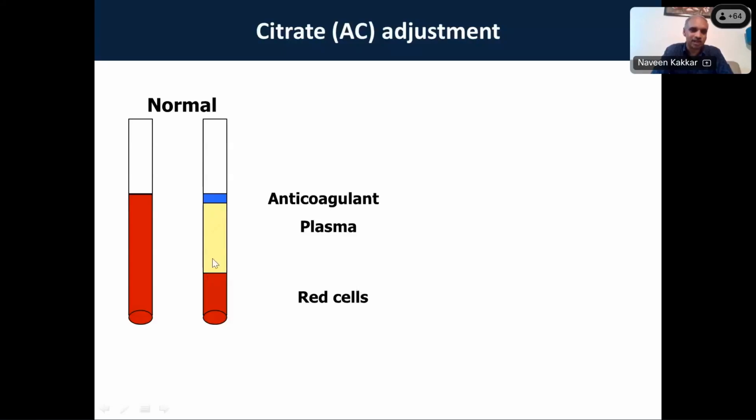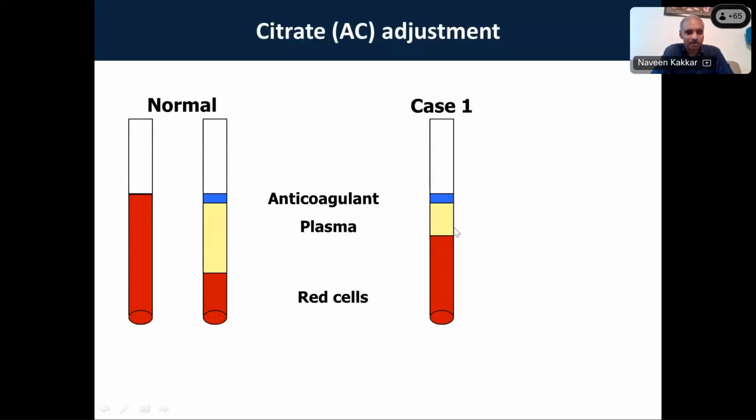That's your red cell column, plasma. In our patient, what has happened? His PCV is very high. So his red cell column is much higher than a normal patient's here. And because the total volume taken is always the same, either 2 ml or 3 ml or 4.5 ml in the citrate tube, your amount of plasma in this case is less because the red cell column is much higher.